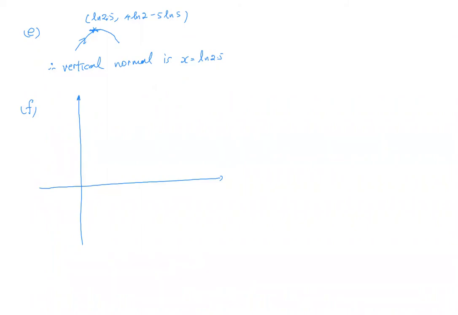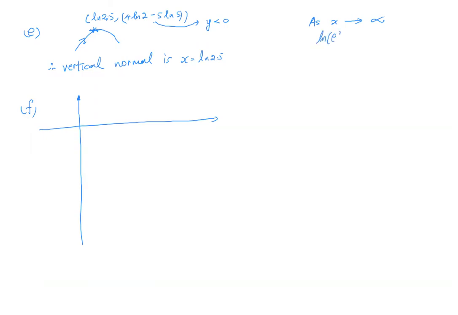Okay, this value, the y coordinate for this one, do you think it is more than 0 or less than 0? You think it's more than 0 or less than 0? Ln 5 is definitely greater than ln 2, am I right? So the whole thing will be less than 0. Okay, so the graph, you see as x approaches infinity, may I know what happens to ln of e to the power x minus 2? It will approach infinity. But this infinity is less than this value.